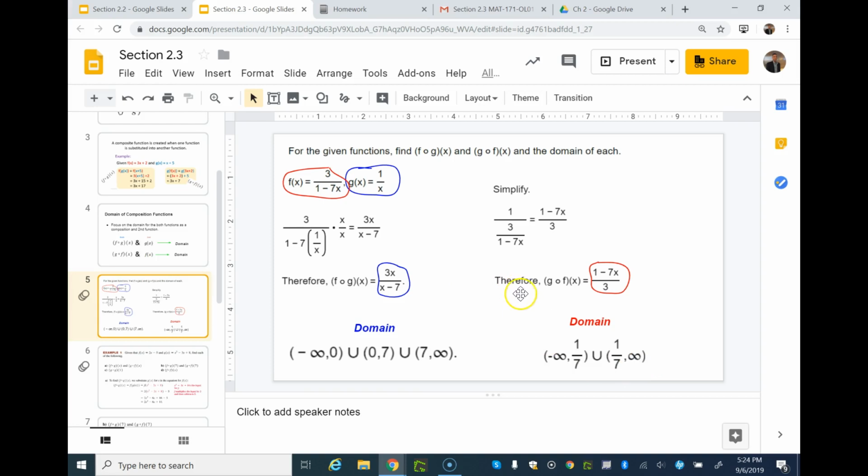So hopefully that will help you understand a little bit about how to find the domain of composites.